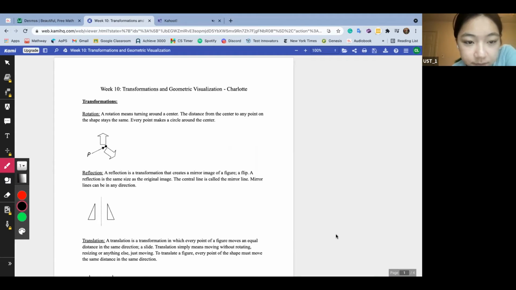So the first one is rotation, which means turning something around a center. So here you see the arrows over here, and in this image it rotates around this center to go to another place. And the distance from the center is going to stay the same.